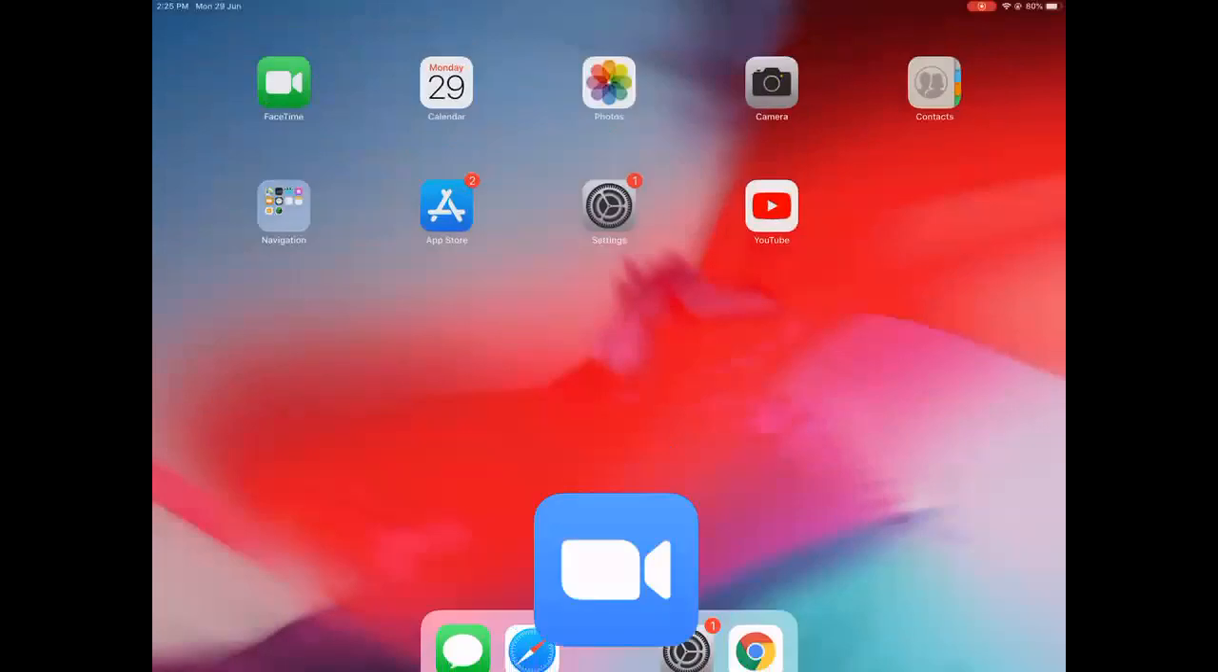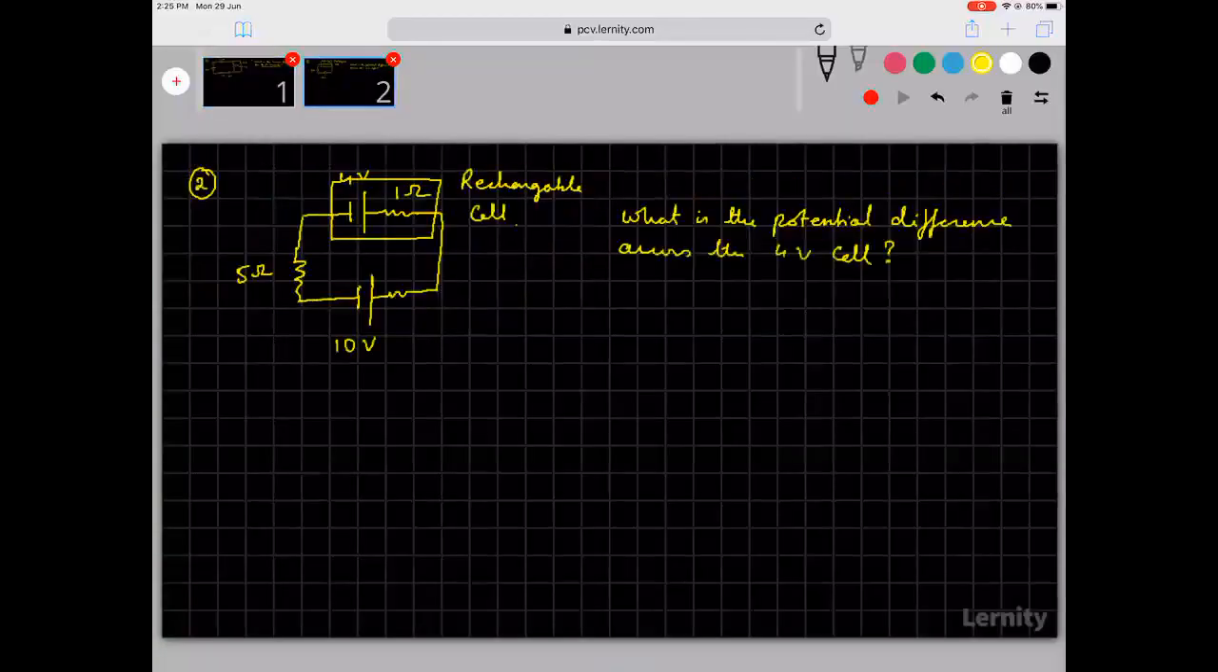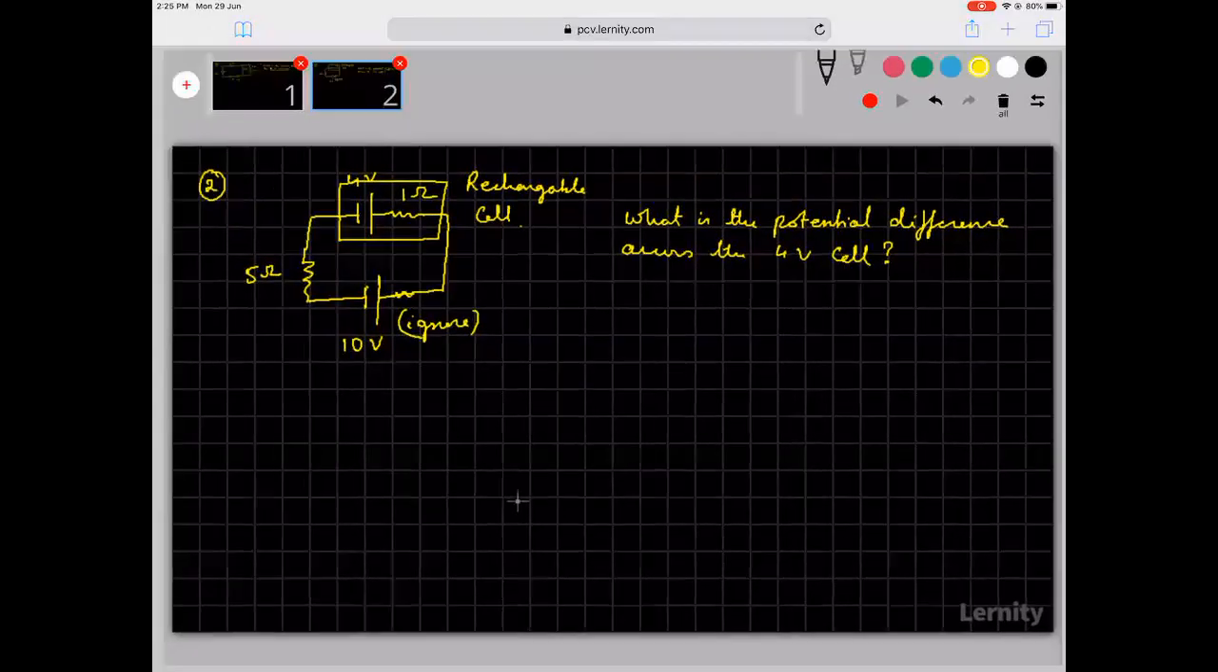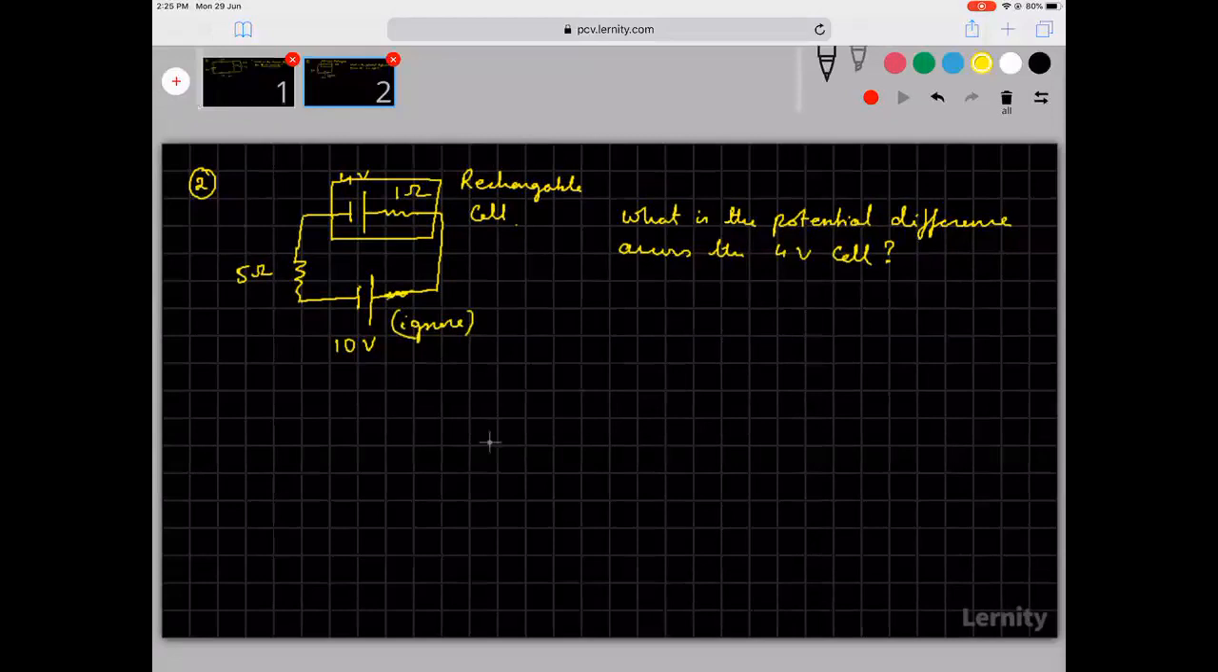Resistor of the resistance near the 10-volt battery. This one, ignore. Sorry, ignore. In the question there was nothing mentioned, so just ignore that. There is no internal resistance in the 10-volt battery. Here the internal resistance is 1 ohm given to you. This was a 4-volt battery. That is also given, and this is 5 ohms.